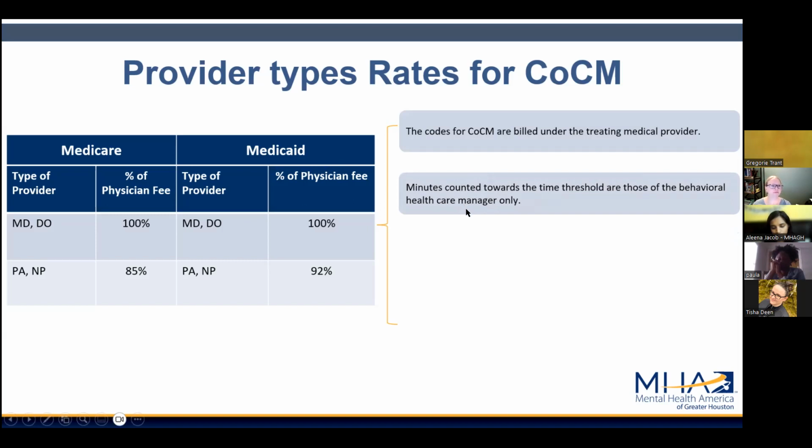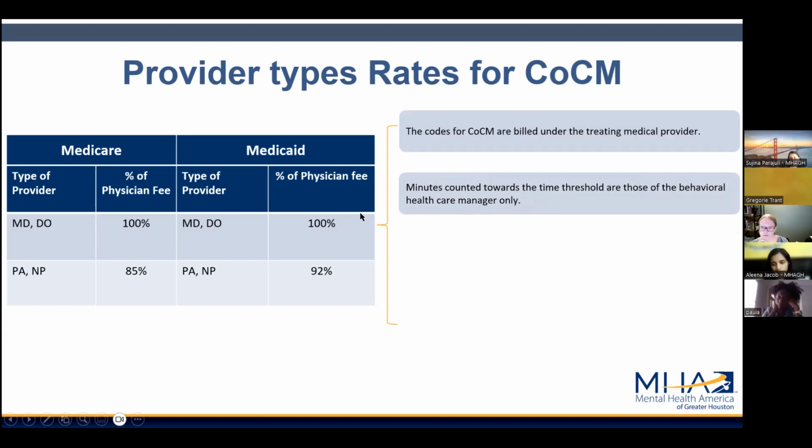So all minutes, we said this before, that count towards the threshold are of the work documented by the behavioral health care manager. I gotta run the noise. I'll be back. I got it on my phone.